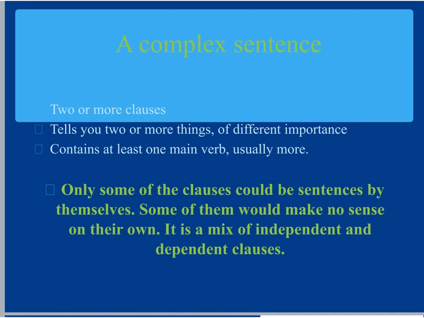A complex sentence is two or more clauses. It tells you two or more things of different importance. It contains at least one main verb, usually more. But here is the difference. Only some of the clauses could be sentences by themselves. Some of them would make no sense on their own. It's a mixture of independent and dependent clauses. Let's have a look at what we mean.